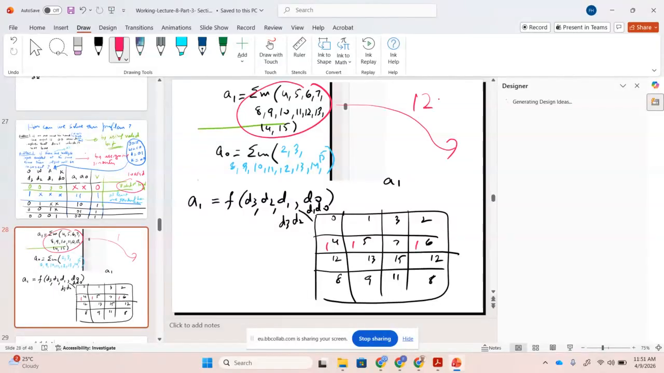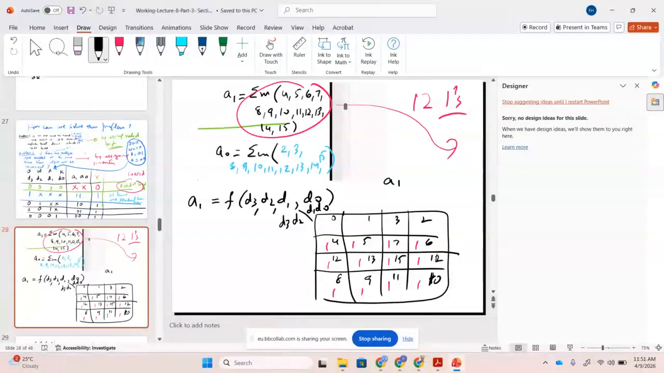There will be 12 ones. The third row is 14, 12, 13, 15, 14, and the fourth row also. Okay, so this is 10. Is it right? Am I correct now? Correct. Okay. So can you see here?